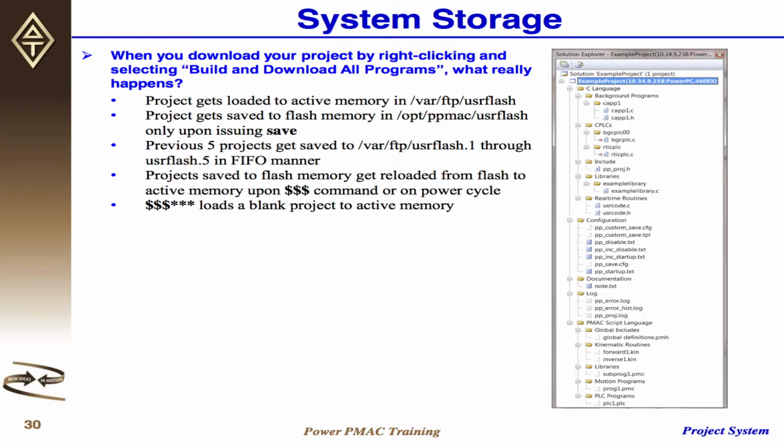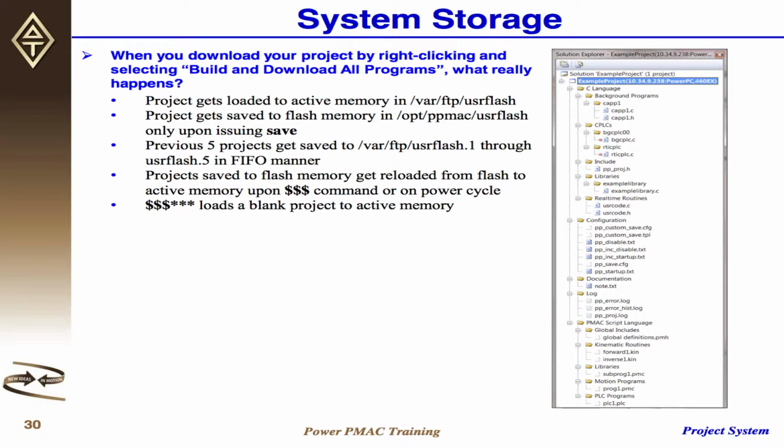But when you download your project through the IDE, you right-click on the top-level name, which is the upper-level project name, and then you build and download all programs. If you have no C code that you're using, you can just download all programs because you're downloading just script programs. Basically, the project gets loaded into active memory in a directory that we call var ftp user flash. This is one of Power PMAC's directories in its directory structure.